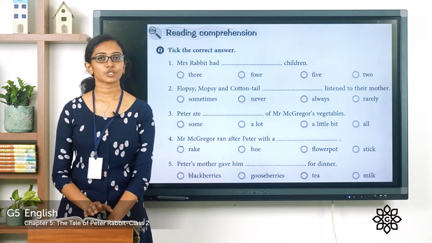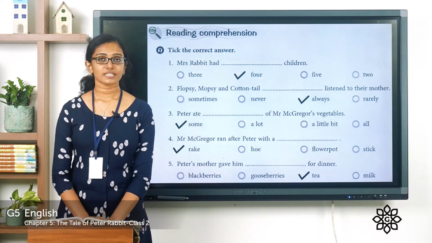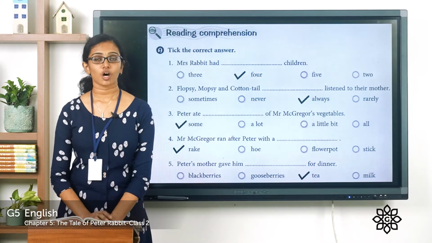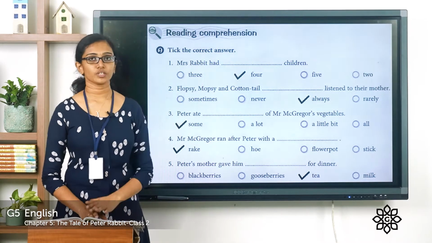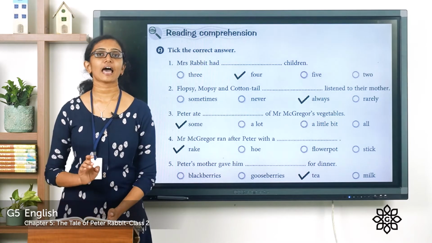Now let's discuss each question one by one. The first one. Question number 1. Mrs. Rabbit had dash children. How many children? She had 4 children. And who were they? Flopsy, Mopsy, Cottontail and Peter.